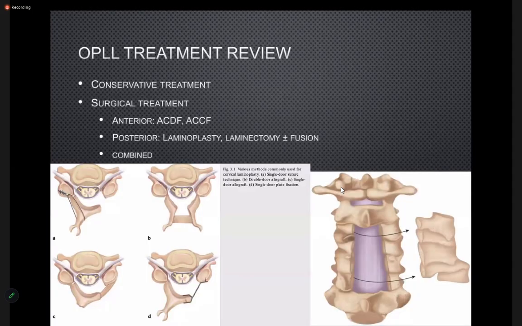And I would like to review a little bit about the treatment of OPLL. Until now, the treatment consists of two methods. The first one is conservative treatment. The second one is surgical treatment. In surgical treatment, we have three approaches: anterior, posterior, or combined. In anterior, we have ACDF or ACCF. In posterior approaches, we have laminoplasty. Many methods of laminoplasty like this one, single door or double door, or laminectomy alone or laminectomy and fusion.